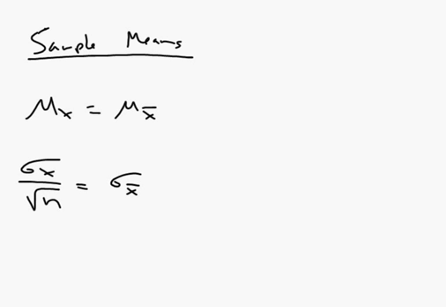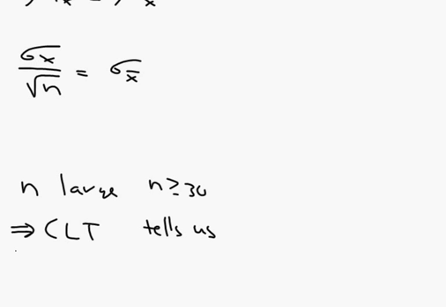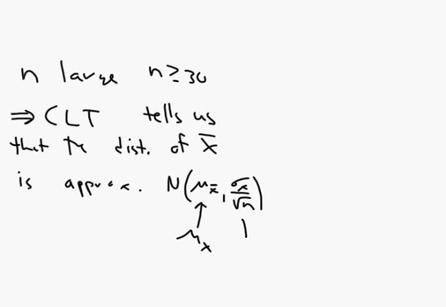Additionally, we learned that for n large, and generally what we said was if n is greater than or equal to 30, then the central limit theorem tells us that the distribution of x bar is approximately normal. And we were really happy about that. It was normal with mean mu of x and standard deviation sigma of x over root n. Or you can write this as mu of x, and this is sigma of x bar. Okay, so that was really a nice thing.